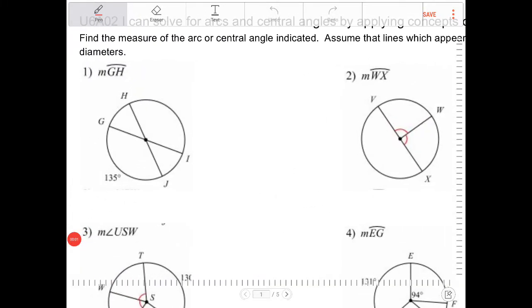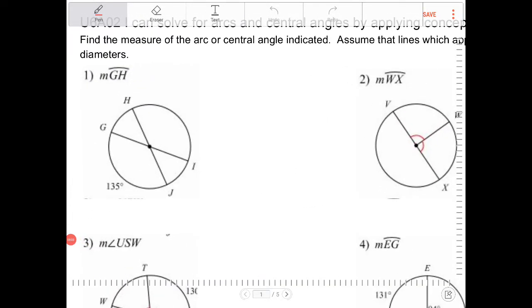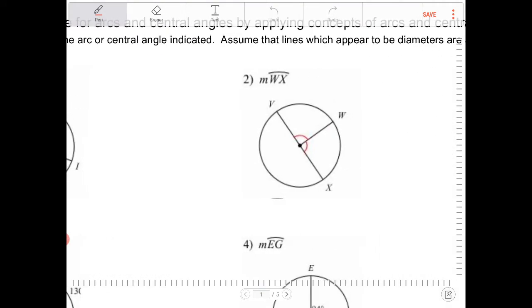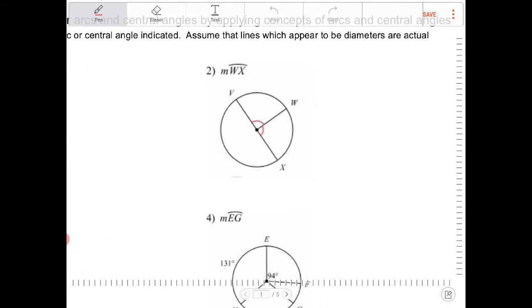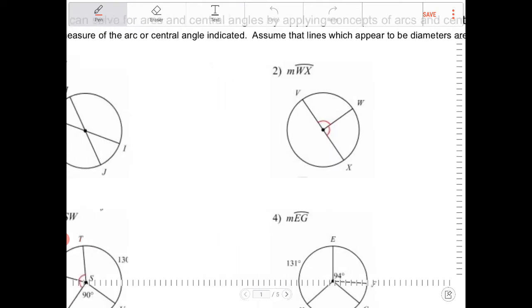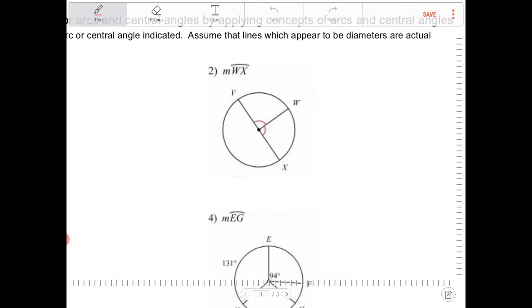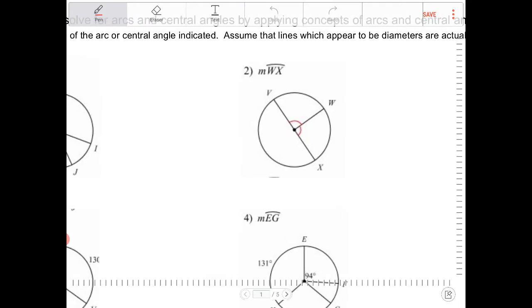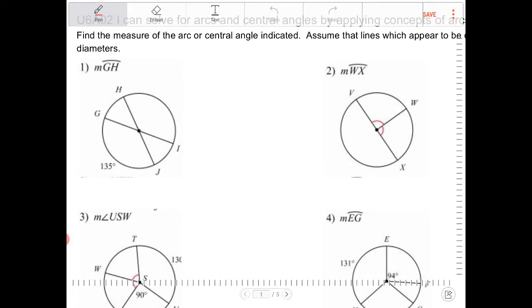Hello students, in this video I'm going to go over exercise U6A02, where I will be solving for arcs and central angles by applying concepts of arcs and central angles. I'm going to go over all the even questions from this assignment because pretty much all the questions are very similar, so let's get to it.